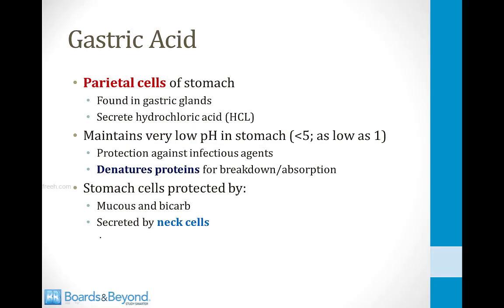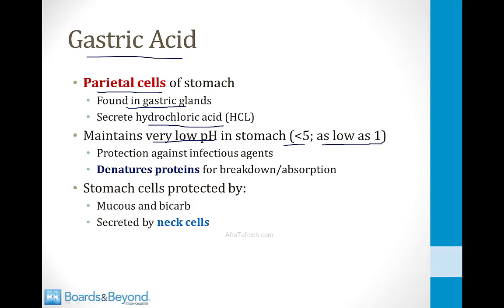The most important secretory product of the stomach is gastric acid, and gastric acid is secreted by the parietal cells in the stomach. These are found in the gastric glands. I'll show you a picture of that in a minute. The parietal cells secrete hydrochloric acid, and that's what's responsible for the very low pH in our stomach. Our stomach is a very acidic environment. The pH is usually less than 5 and it can get as low as 1.